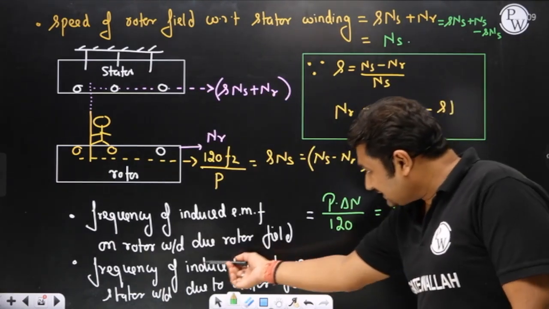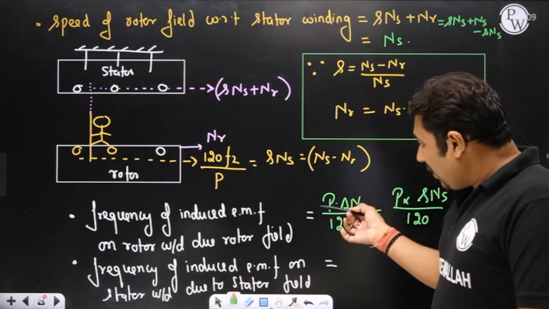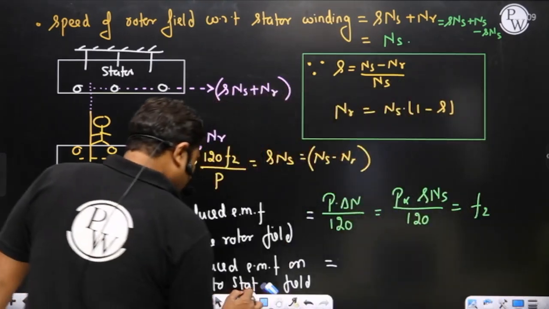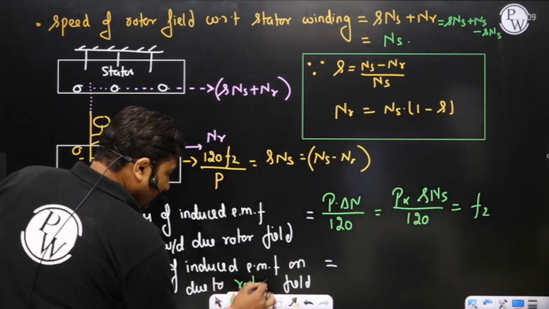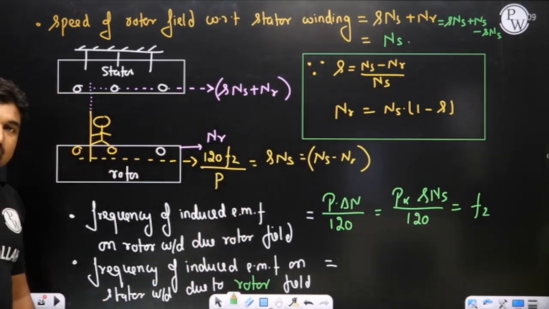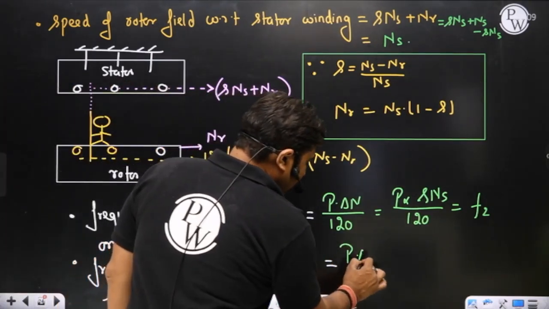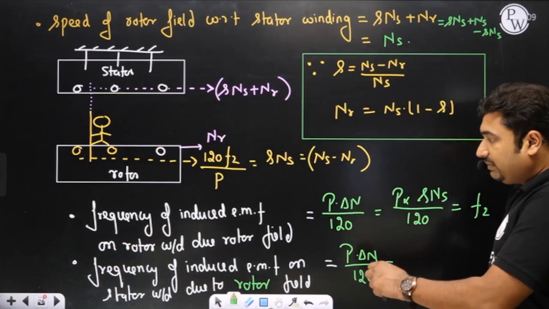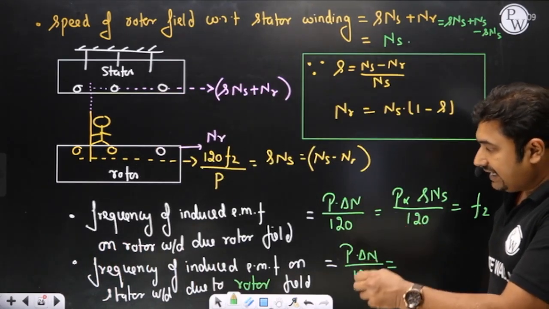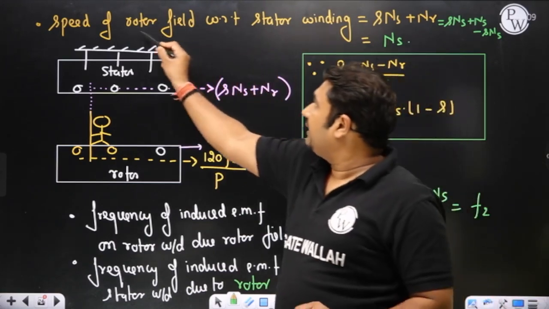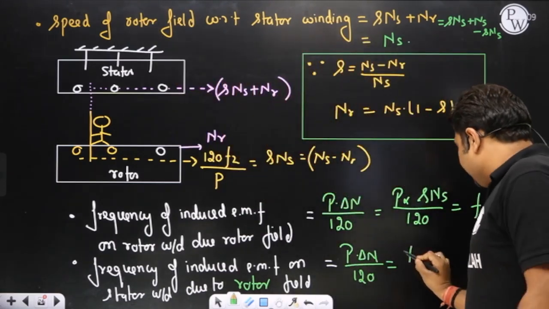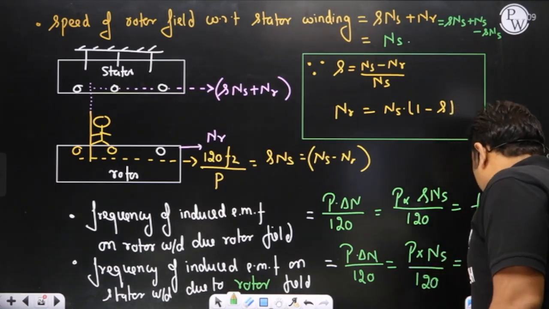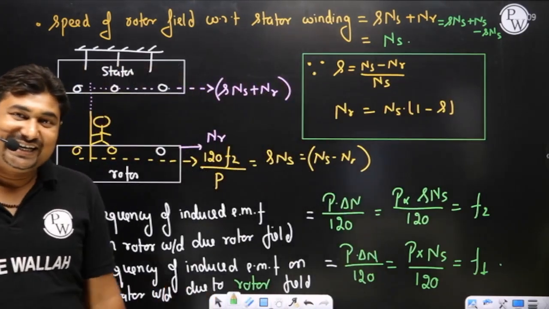Great, sir. What is the frequency of induced EMF on stator winding due to rotor field? Again, sir, P delta n by 120. What is the relative speed between rotor field and stator winding? Relative speed is ns. So P ns by 120, that is again equal to F1 only, sir. Is it okay? Yes, sir.